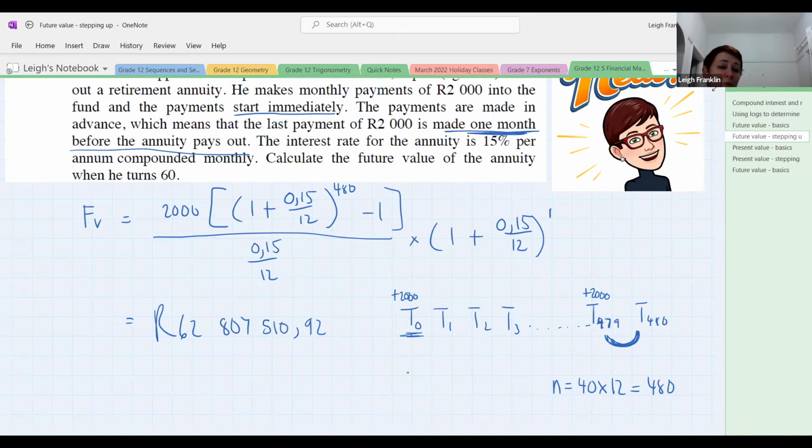I'm not starting to count at 1. I'm starting to count at 0. So that's why it's 480. He makes 480 payments. He starts at T0. There isn't an extra payment, and the money is staying in the account for an extra month and earning interest. So we started counting at T0, and if we make 480 payments, it means our last payment will be made at T479.